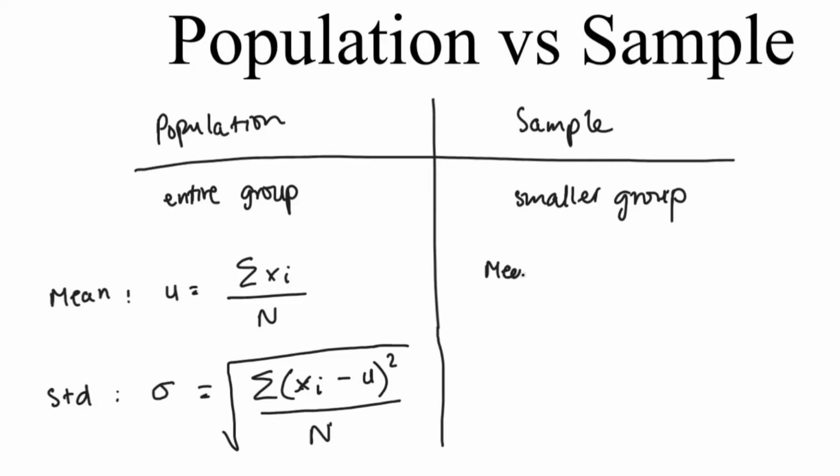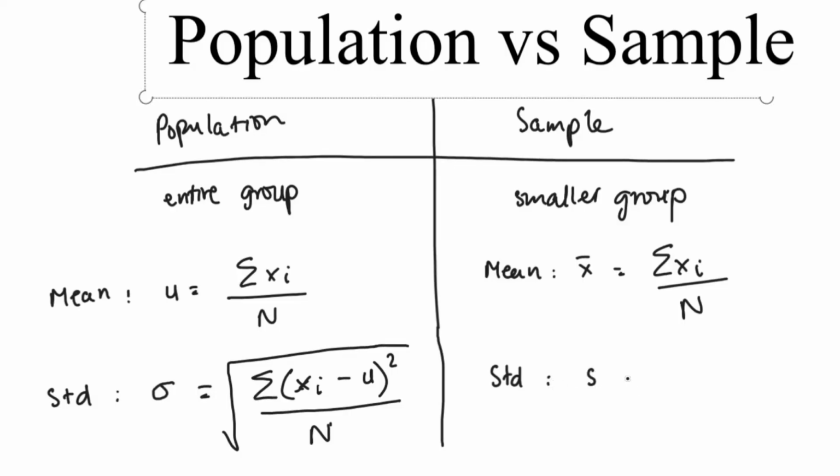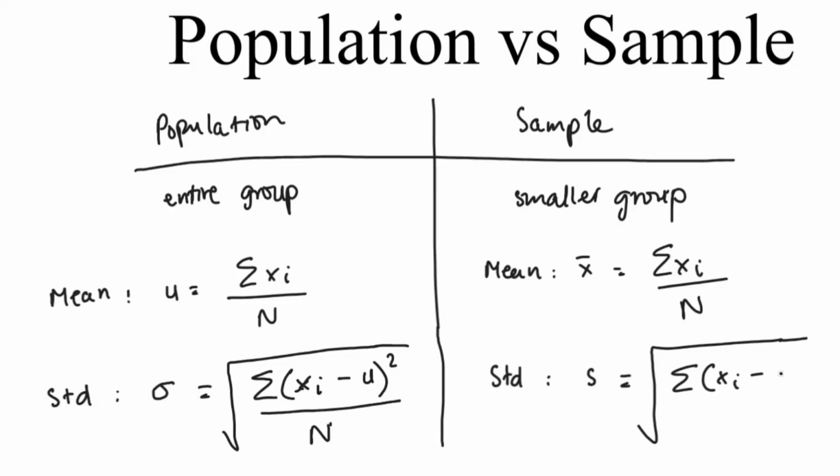About the sample, the mean of the sample is denoted as x bar, and is equal to the summation of xi over n. N is the number of data in the sample. So the mean of the sample looks like the mean of the population. The standard deviation is a little different from the standard deviation of the population. It's denoted as s, and this is equal to the square root of the summation of xi minus the mean of the sample, which is x bar, squared, over n minus 1. In the population, the standard deviation is divided by n, but in the sample, you can see it is divided by n minus 1. So this is the difference between population and sample.